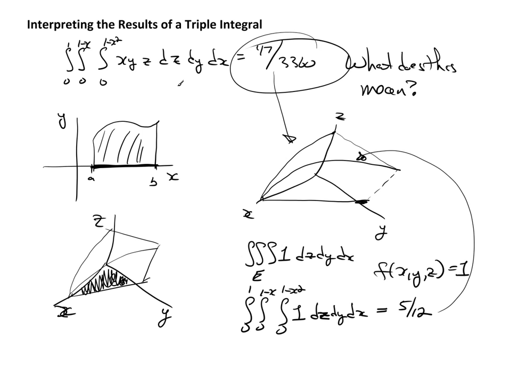But this 47 over 3360 is a hypervolume. It's something in hyperspace. So the idea of simply interpreting this number as a volume really lacks meaning. It's a hypervolume. But there's a lot of uses for triple integrals, and one of the uses is right here. If I do a triple integral and let my function equal 1, that will give me the volume of this solid in 3 space.